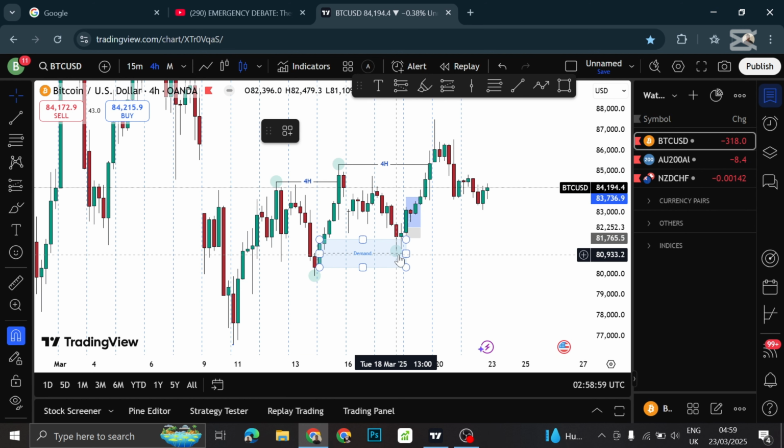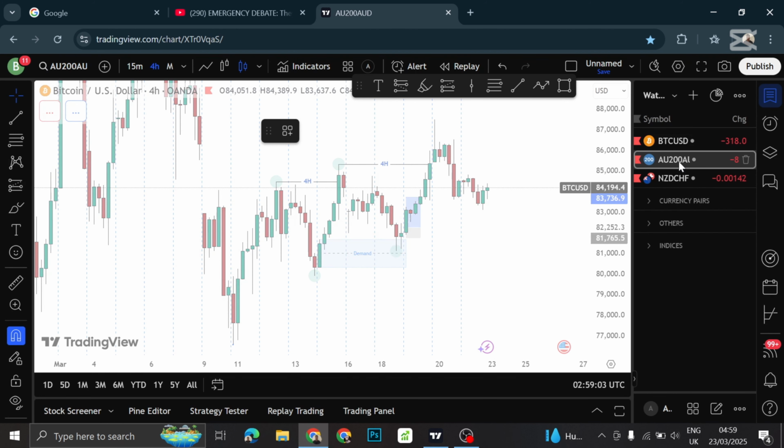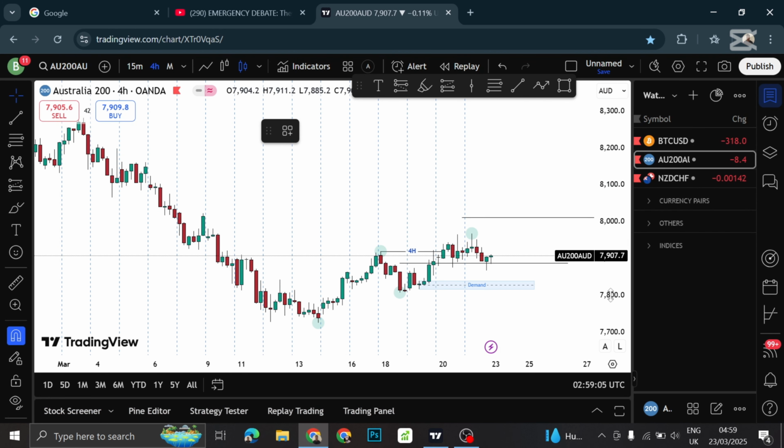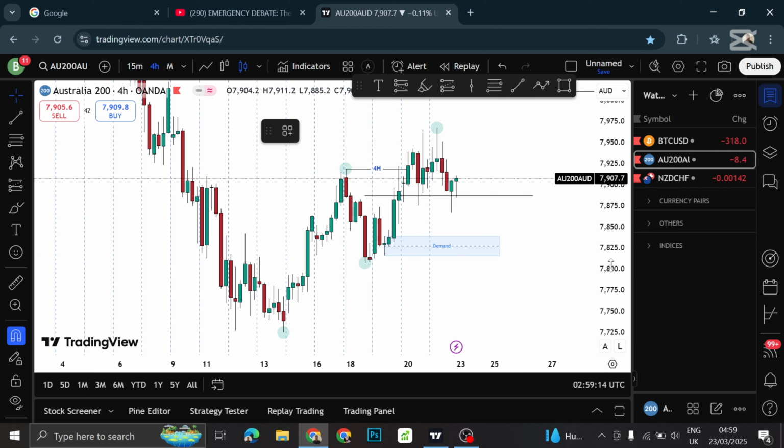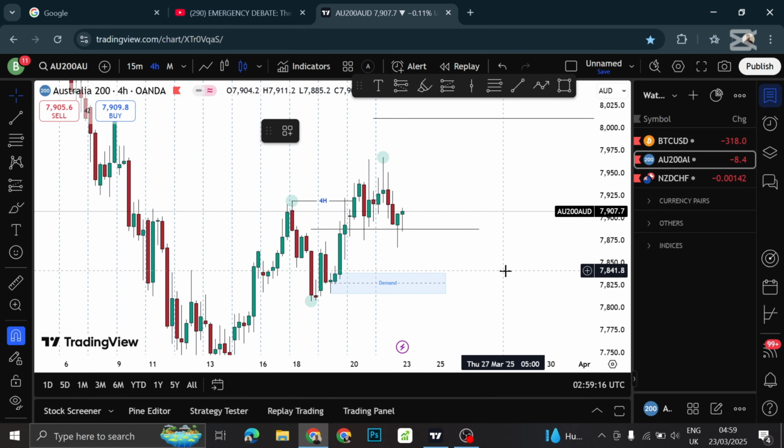On the AU200, I'm still waiting for the market to retrace and tap into my demand zone. So in the meantime, I'm patiently waiting for next week to see how it will either create a new structure or manage to tap into my zone.